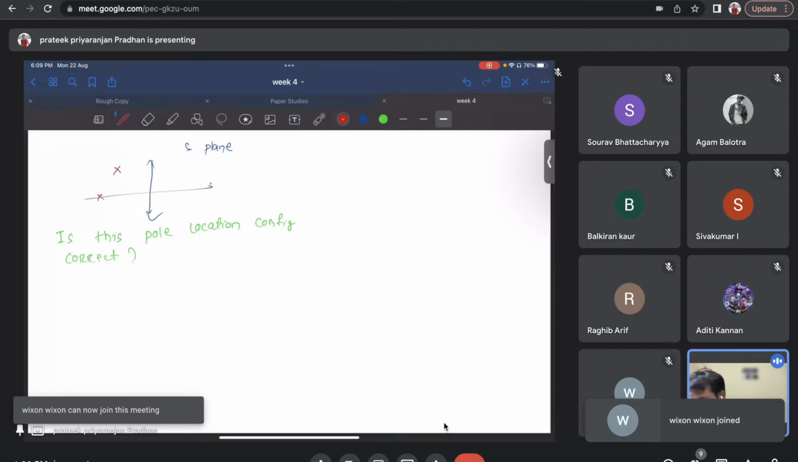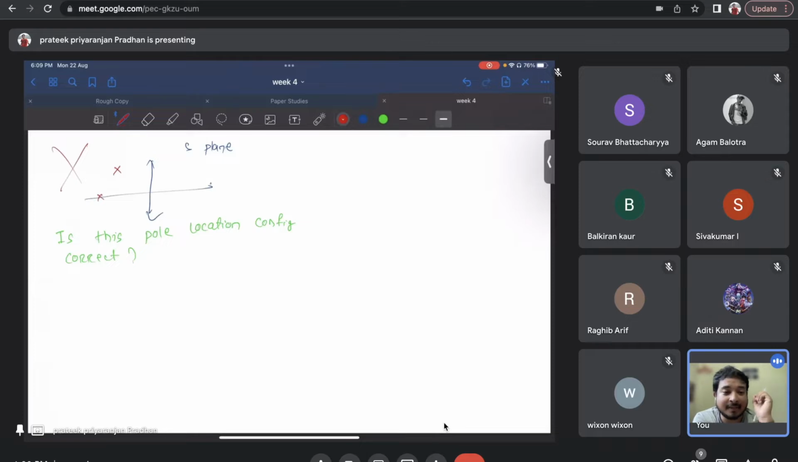This is not correct. Absolutely wrong, because whenever poles are not on the real axis, they exist as complex conjugate pairs. This is the real axis and this is the imaginary axis. If a pole has some imaginary component, then it will exist in a pair, so there must be another pole like this. So it's a third order system, not a second order system.